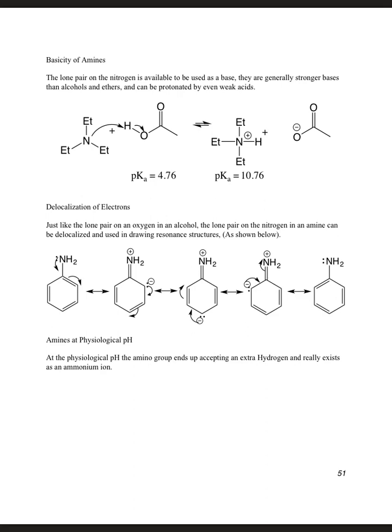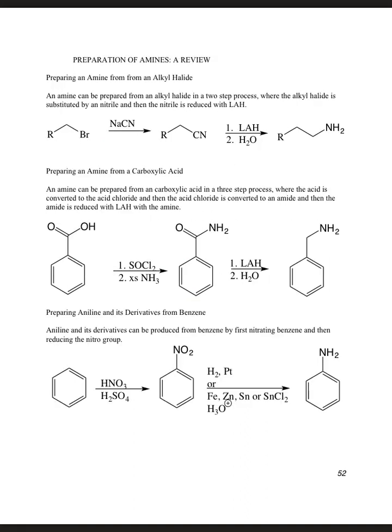So the basicity of amines: triethylamine can act as a base to pull a proton off of a carboxylic acid. So in the mechanism, it grabs the hydrogen and breaks the HO bond to give us the quaternary salt and the carboxylate. We also remember resonance structures. We can send the electrons from the nitrogen into the ring, and we get a negative charge on the ortho carbon. We can send the negative charge to the para carbon, and then to the other ortho carbon, and then we can send it back to the nitrogen, resonating it all the way around the ring. Amines at physiological pH: the amino group ends up accepting an extra hydrogen and really exists as an ammonium ion.